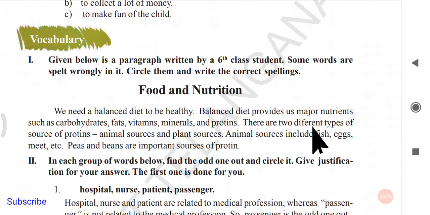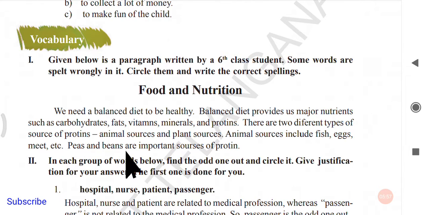There are two different types of sources of proteins: animal sources and plant sources. Animal sources include fish, eggs, meat, etc. This is pronounced "et cetera", starting with "et", just like "at". We usually say it wrongly, but that is how it is pronounced.